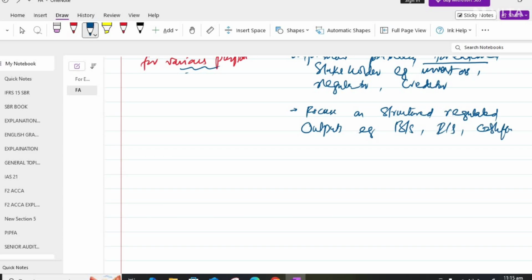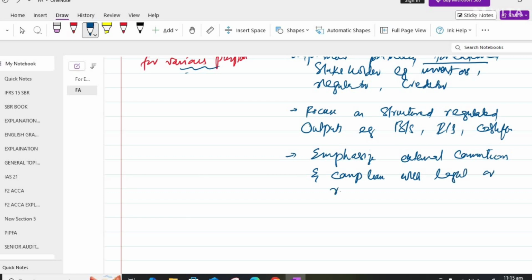Now, the third part is that financial reporting emphasizes external communication, but that one is both for internal and for external. And here, compliance with legal or regulatory requirements. So this means that financial reporting emphasizes external communication and compliance with legal or regulatory requirements.